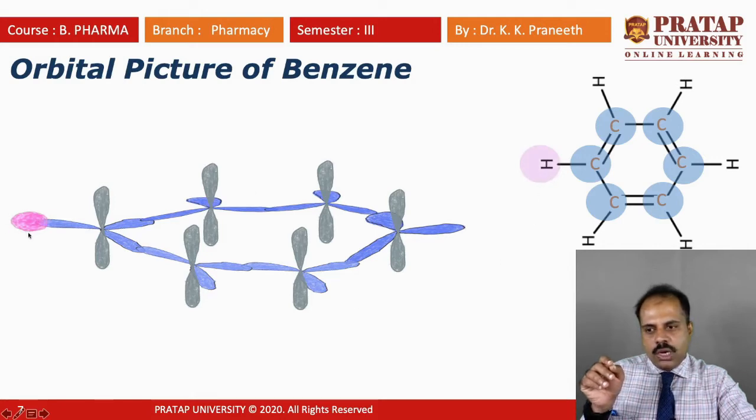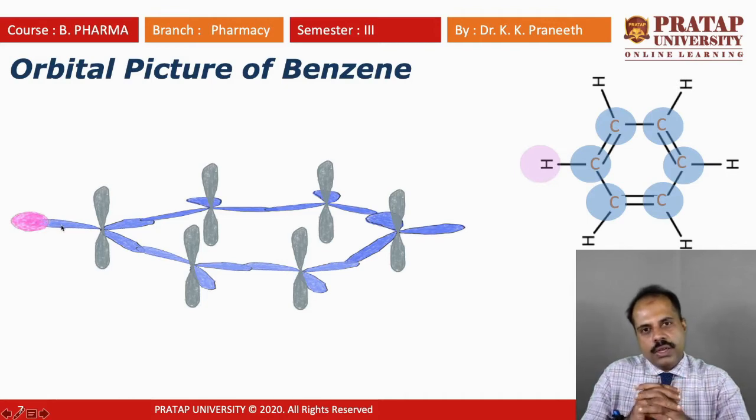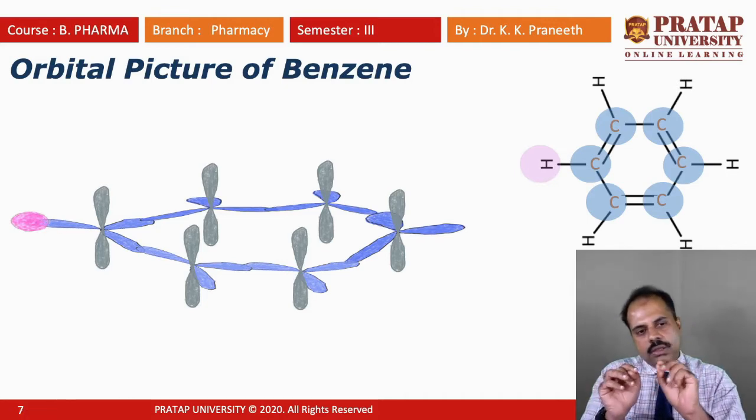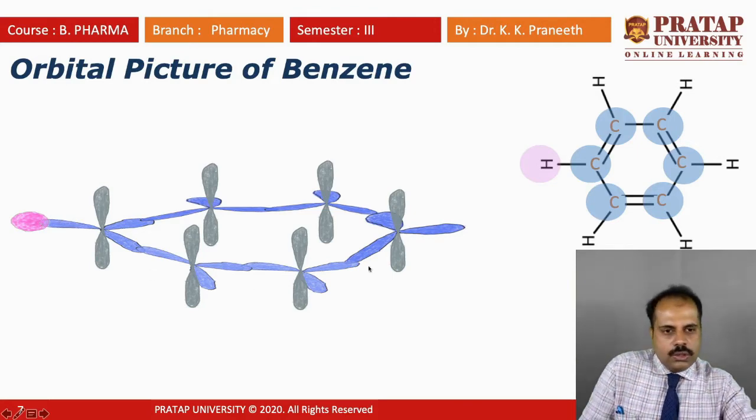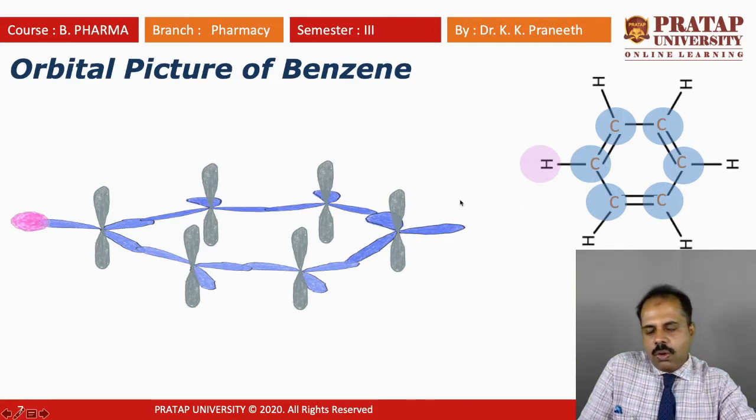So this is the 1s orbital of hydrogen. We already know that hydrogen valence electron is present in the 1s orbital. So this is the hydrogen, and this is the 1s orbital shape. We already know the shape of the s orbital is spherical. So this is what I have shown here. So this hydrogen 1s orbital interacts with the carbon sp2 orbital. Okay, so s orbital and sp2 orbital form a bond. So this carbon-hydrogen bond is formed.